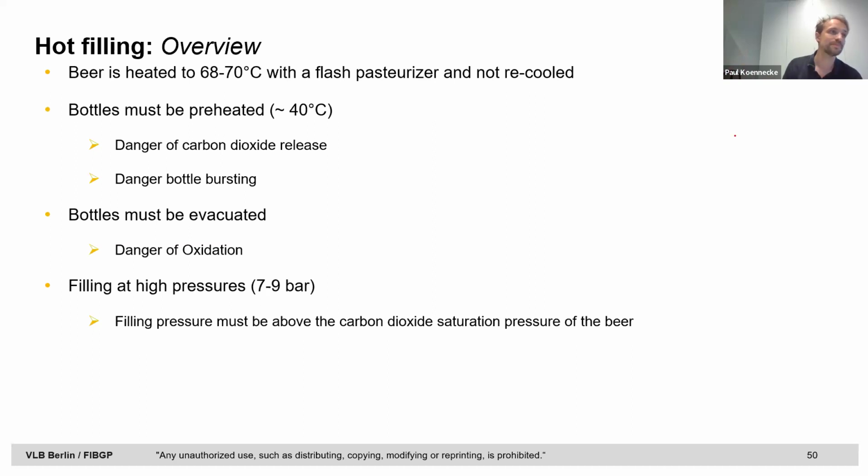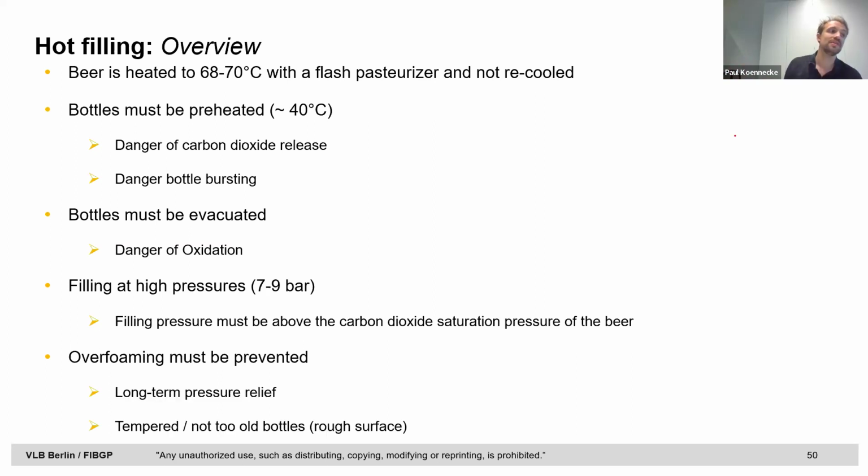And your filling pressure still has to be above the carbon dioxide saturation pressure of the beer, and you have to somehow prevent overfilling. You can do this by a long-term pressure relief, which means your filling machine is probably running way slower than it would at cold temperatures, or your filling machine just gets gigantic.